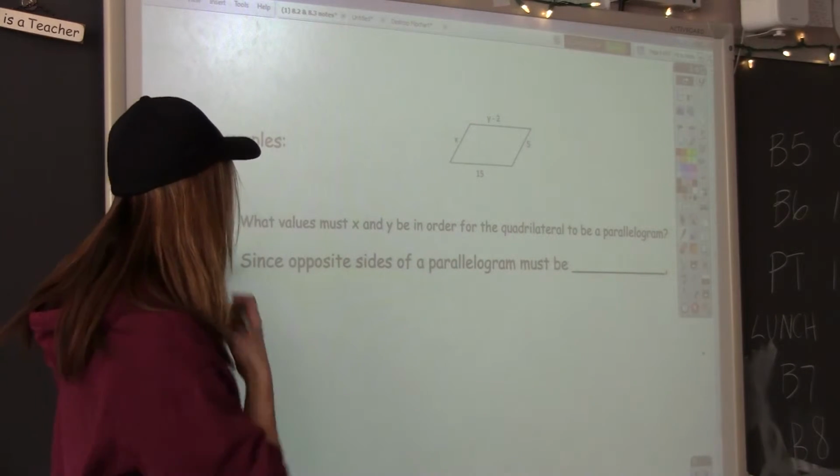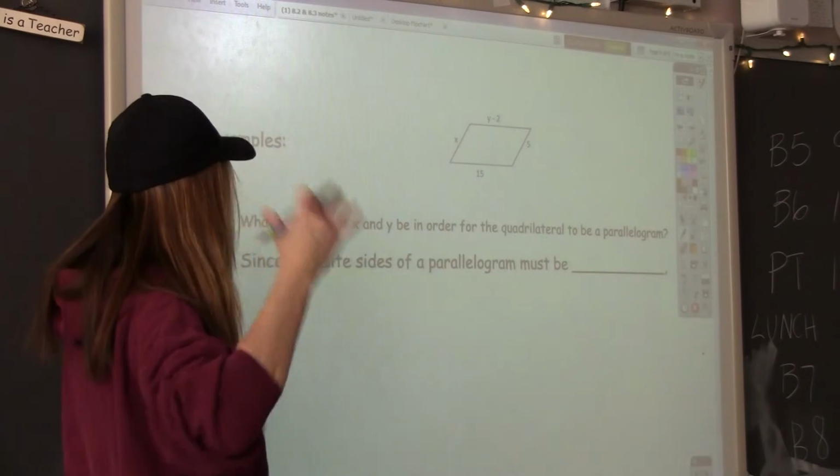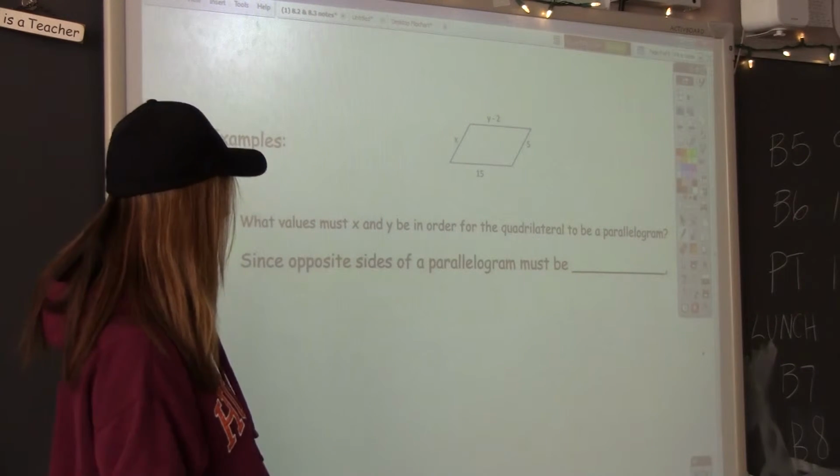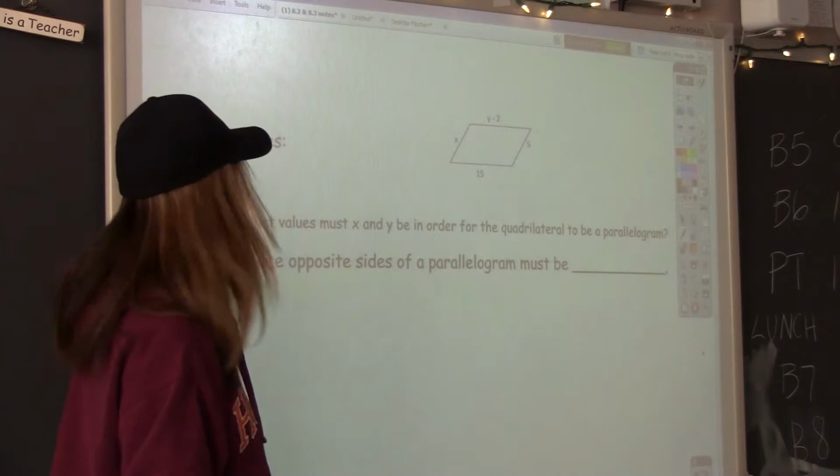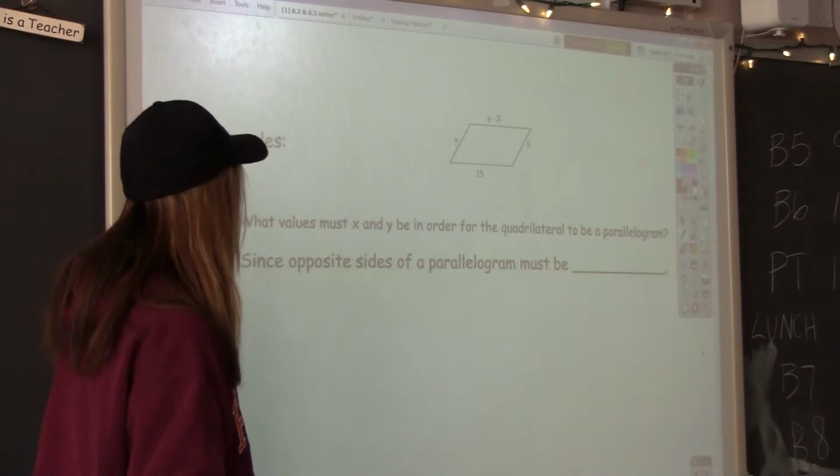What values must x and y be in order for the quadrilateral to be a parallelogram? All right, keep on topping.